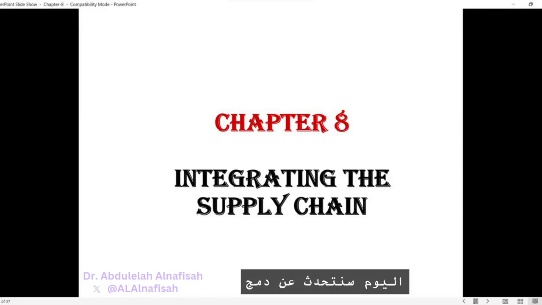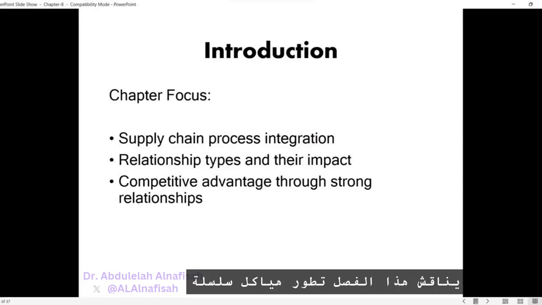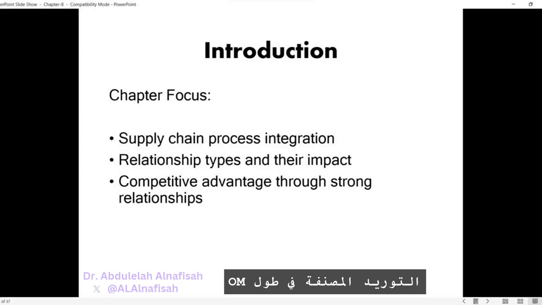Today we will talk about integrating the supply chain. This chapter discusses the evolution of supply chain structures categorized into arm's length and obligational relationships. Arm's length relationships rely on detailed contracts to avoid excessive familiarity and maintain independence. Obligational relationships, while still contractual, are built on mutual trust and allow for flexibility and adaptation. Common governance mechanisms emerge in obligational relationships, resembling integrated organizations.